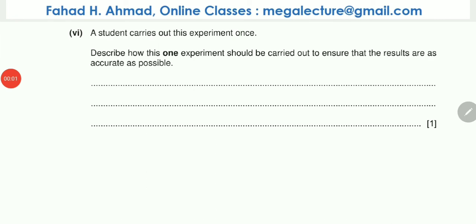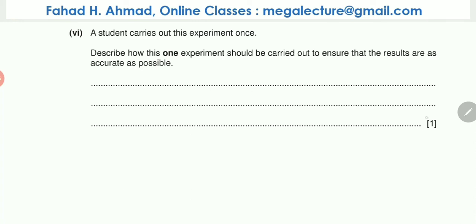Now the last part, part 6 of the question, states that the student carries out the experiment once. Describe how this one experiment should be carried out to ensure that the results are as accurate as possible. Now firstly, one experiment is definitely not recommended because of the random errors that could be present. Doing multiple experiments and then taking the average reduces the error, especially the random error. Now, how would you do just one experiment and do it as accurately as possible?